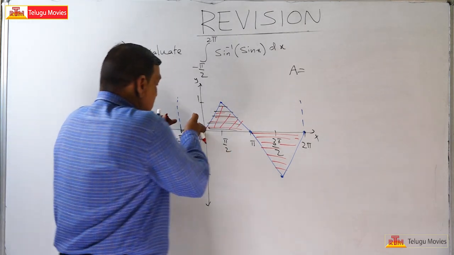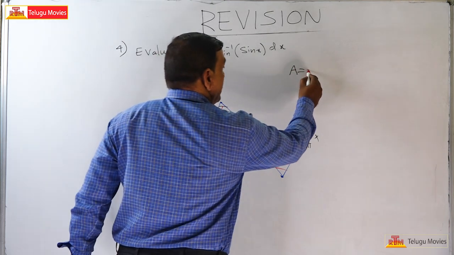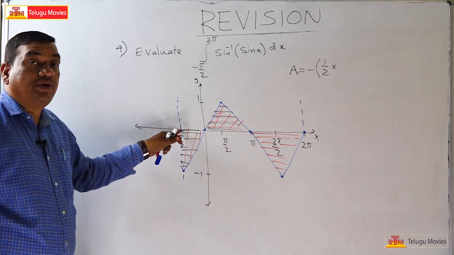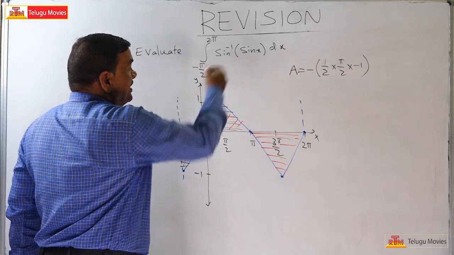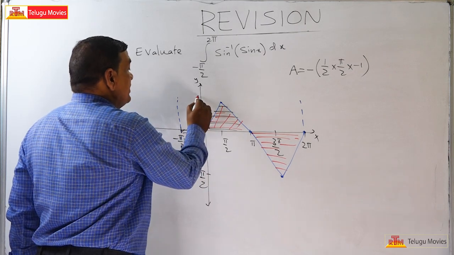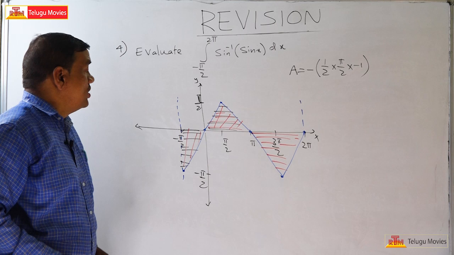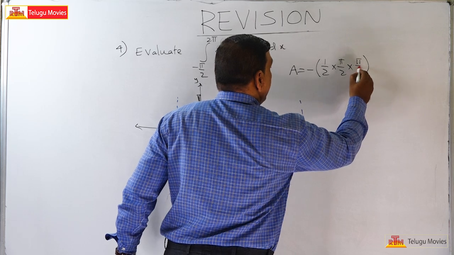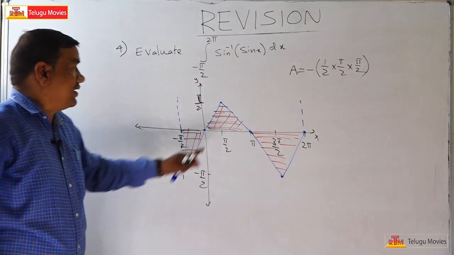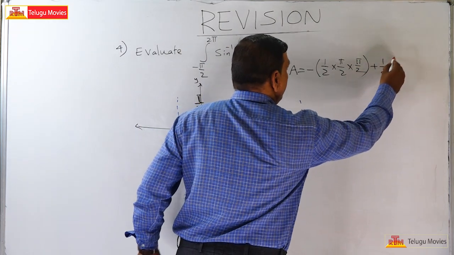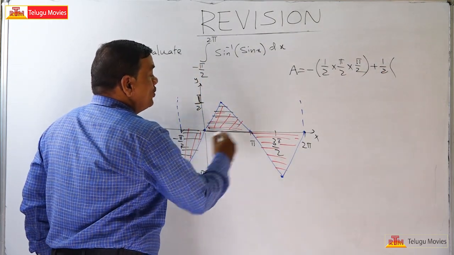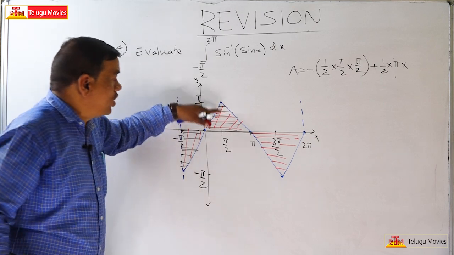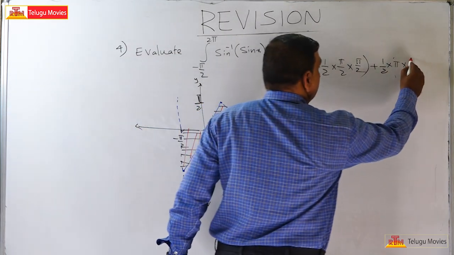Since it lies below the x-axis, minus half into base, which is 0 to pi by 2. Here, since sine inverse of sine x, here also minus pi by 2, here plus pi by 2 you have to take. So, half into height, pi by 2 you have to take. So, this is equal to pi by 2 height. Okay. Next one, this area is plus half into base, which is 0 to pi, half into pi into height. Height is equal to pi by 2.